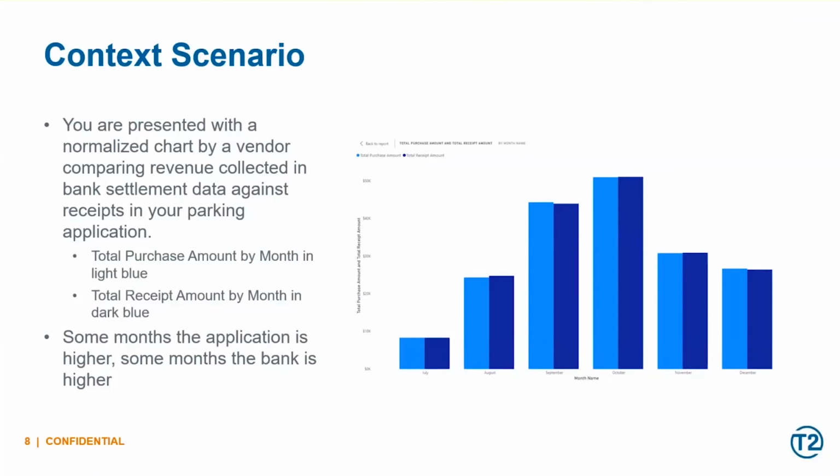If you're presented with this chart by a vendor that's comparing revenue collected within a bank settlement and then receipts applied or collected in your parking operation, you might see that everything is pretty normal, right? In September, what we're showing by way of our bank settlement data, that's the light blue, is a little higher than what we've collected in our application. If you squint really hard and look sideways, in August, we're showing a little bit more inside of our application than what we're showing inside of our bank. Some months are higher inside of your application, some months are higher inside of the bank, right?